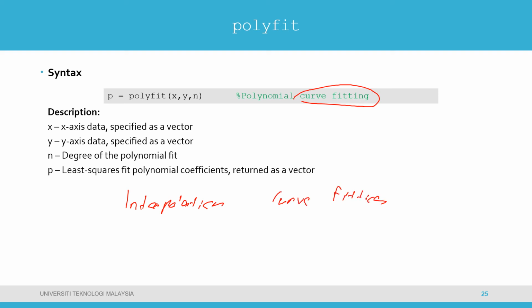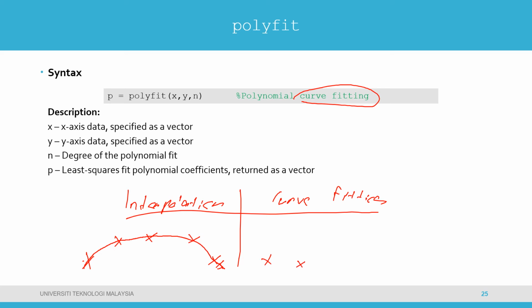Okay, so make sure you know the difference. Interpolation: basically you have data here. Interpolation is where you create a function that meets all of the data. That is interpolation. But curve fitting is when you have multiple data with some error.